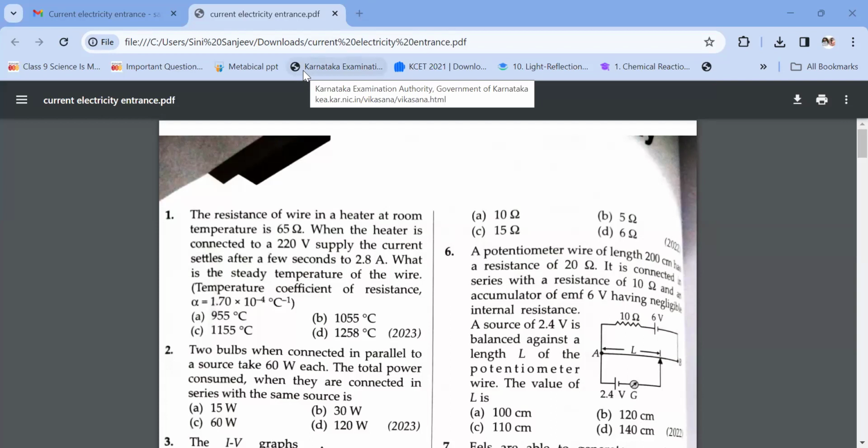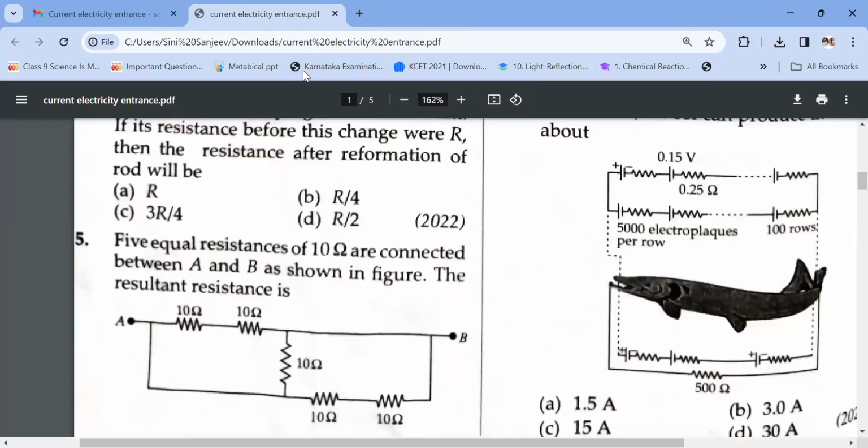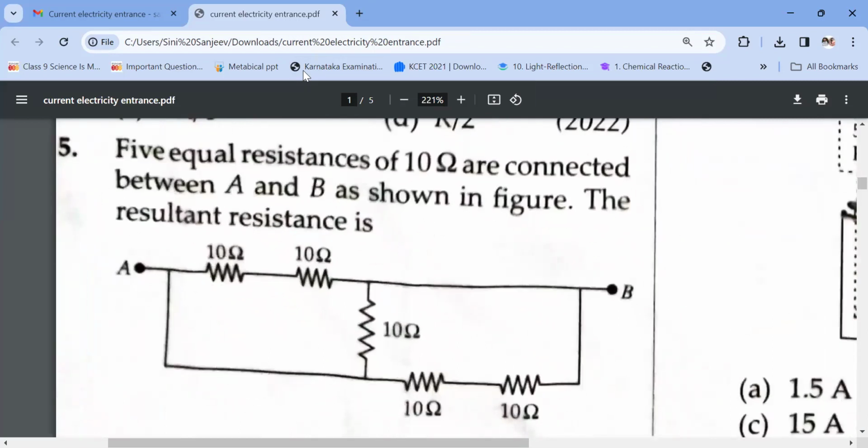I hope everyone is comfortable with current electricity. So I'll just see whether you guys are able to do this question. Fifth question. I'll give a time of 1 minute for this question. I want everyone to just try this and let me know. Question number 5, please try.